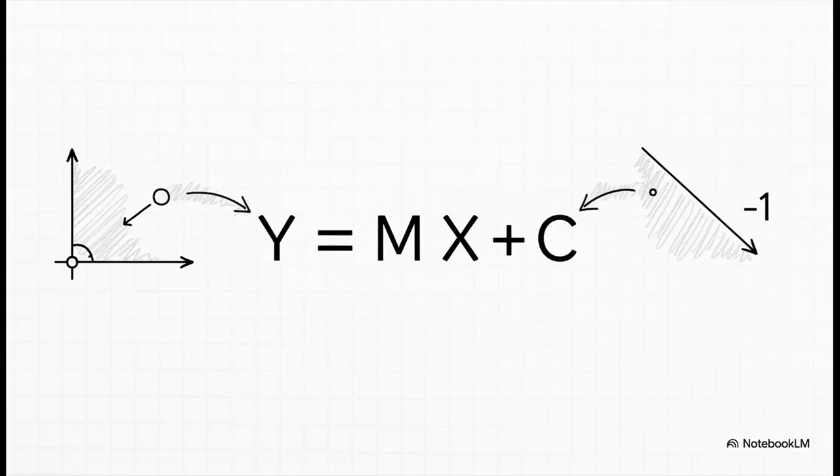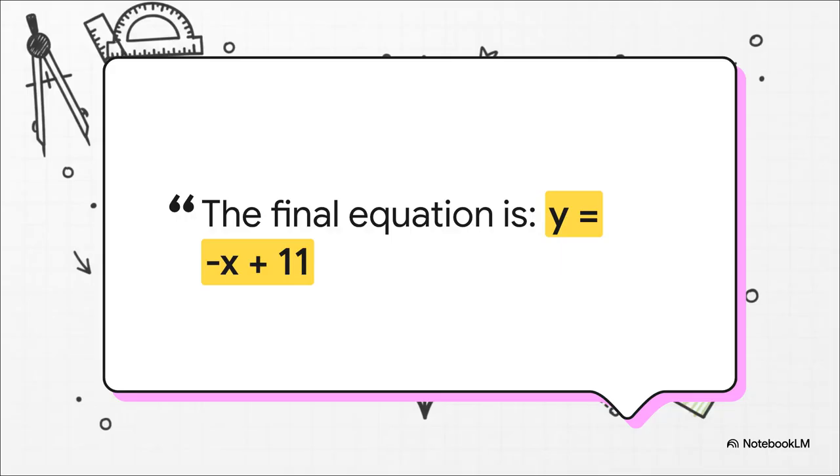We're just going to plug our point 4, 7 and our gradient of -1 right into that standard line equation, y equals mx plus c. All that's left is to find that final piece of the puzzle, the c, which is the y-intercept. And there we have it. After a few quick steps of algebra, we find that c is 11. This gives us the complete final equation for our perpendicular bisector, and we solved it from start to finish using just the tools from our new kit.